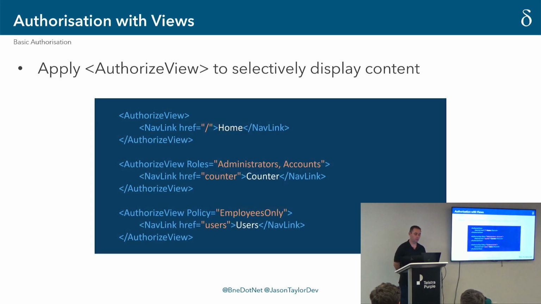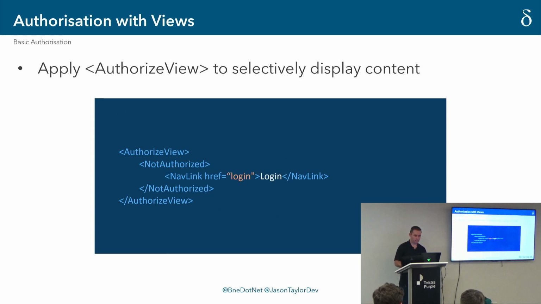Okay, and as mentioned, there's a couple of helpful components. Here's the authorize view. In this case, authenticated users can access the home link. They can see the home link. It's not controlling access to the underlying route. They can see the counter link if they're a member of administrators or accounts, and they can see the user's link if they're an employee. Let's have a look. Here we've got the authorized view again, and it's kind of like allow anonymous. So if you're not authorized, you can see the login link. So this authorized view would be useful, say, for setting up a nav menu and other components in your system.